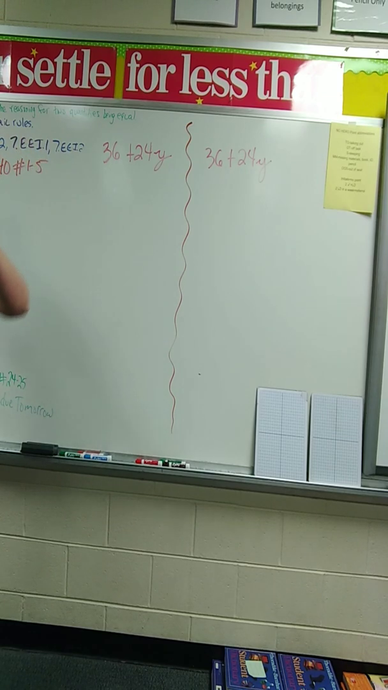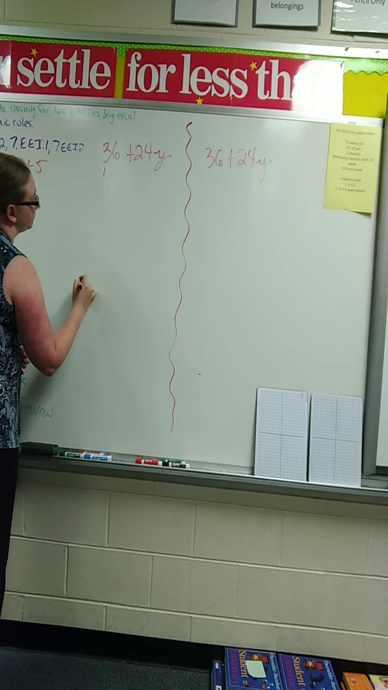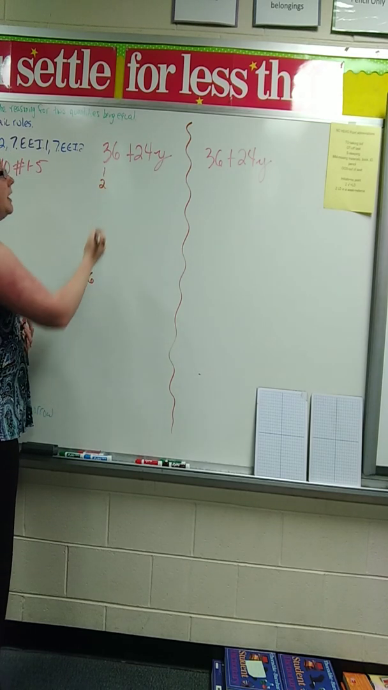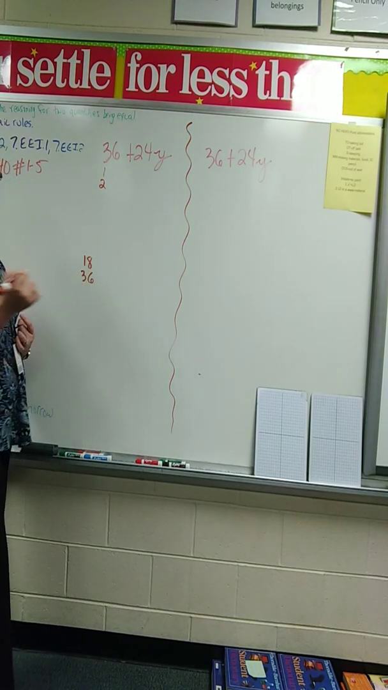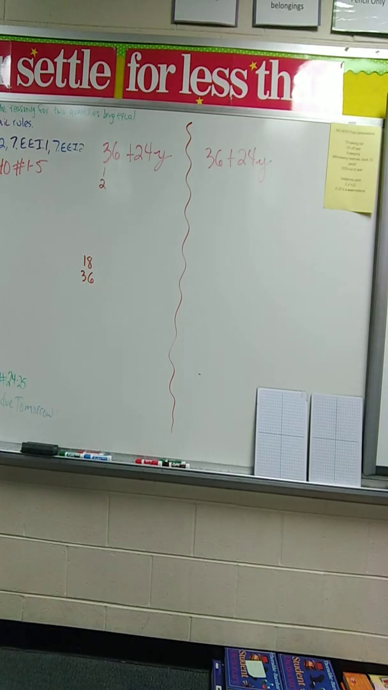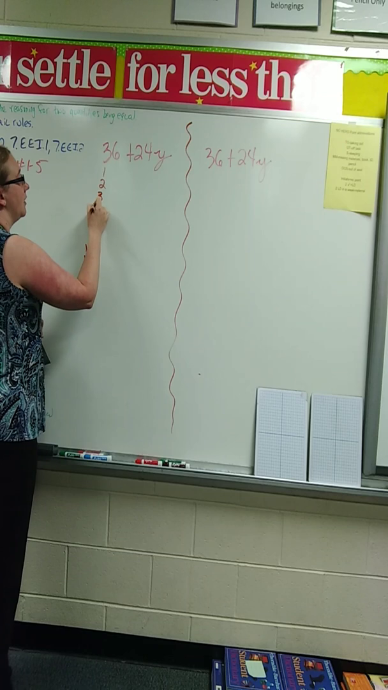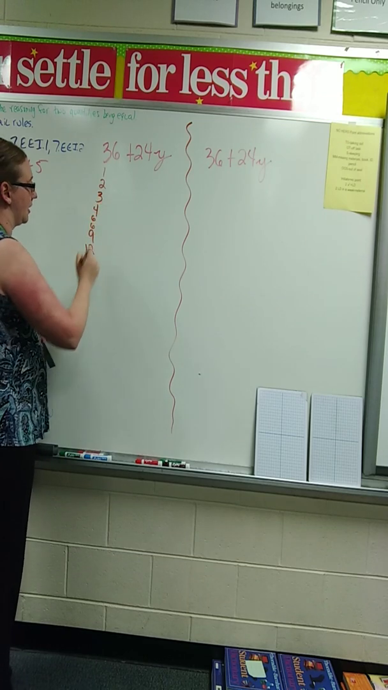Let's start this way. Give me a set of factors of 36. 4 and 9. 1 and 36. 2 and 18. 13 would give us 26, we need 36. 3 and 12. 4 and 9. 6 and 6.